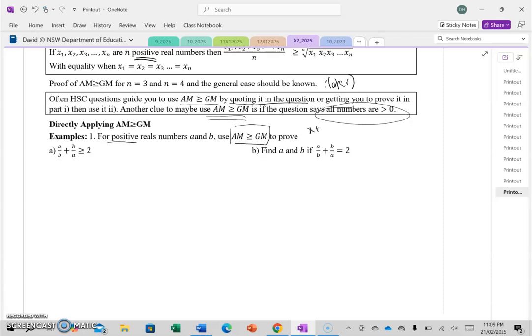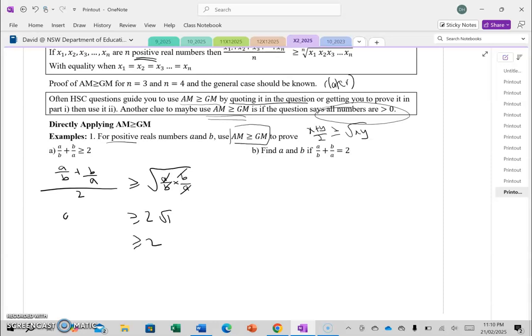Usually in the exam it'll actually give you something like this, okay? To prove this, the 2 numbers appear to be A on B and B on A. Okay, if you want, I'll put over 2 greater than or equal to the square root of the product. Because there are 2 numbers, we've taken the square root. Yeah, you just multiply by 2 and this guy cancels and that becomes square root of 1, which is 1. Okay, so we get the required result: A plus B on A is greater than or equal to 2, where A and B are positive.